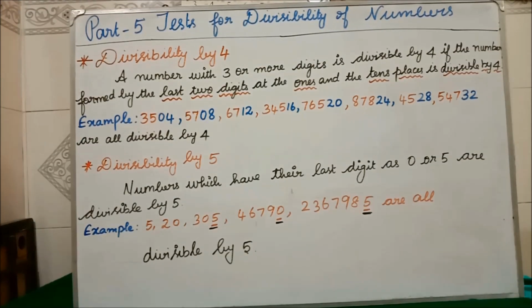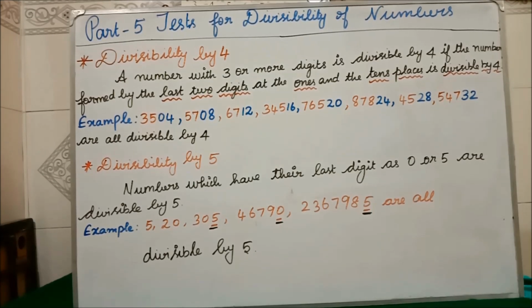Next we are going to see divisibility by 4. The condition is for a number with 3 or more digits. 3 or more digits means numbers like 350 or 3448. A number with 3 or more digits is divisible by 4 if the number formed by the last 2 digits, at the ones and the tens place, is divisible by 4. That is the condition for divisibility by 4.